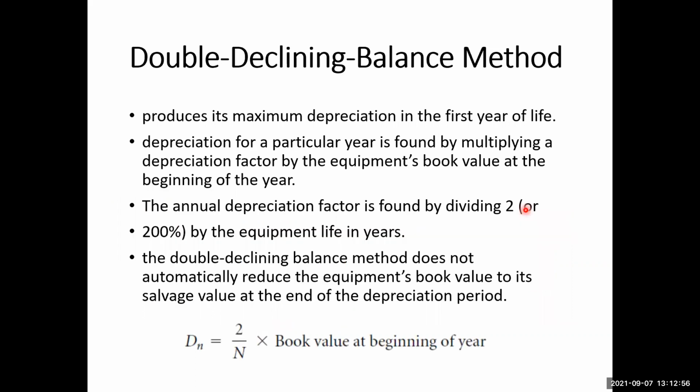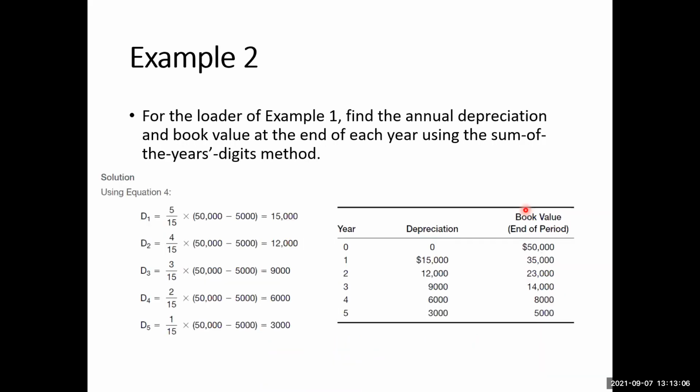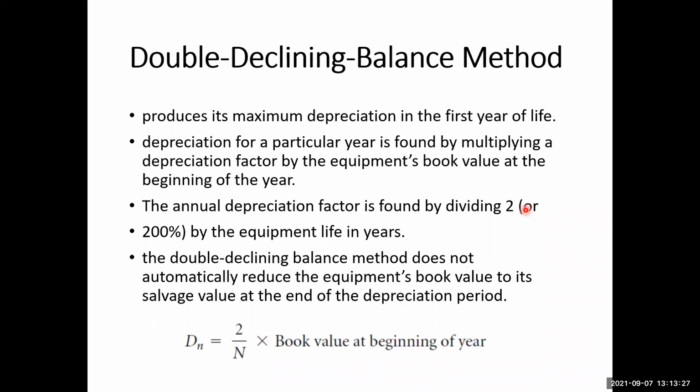The other method is the double declining balance method. Professor, I have a question. Yes. In both examples, as a final solution, we got the salvage value. So does it mean that if we solve correctly, as a final result, we should get the salvage value? Exactly. Yeah, I just forgot to mention this point. We should get exactly the salvage value. But this is not the case in this double declining balance method. Okay, so this is the difference.